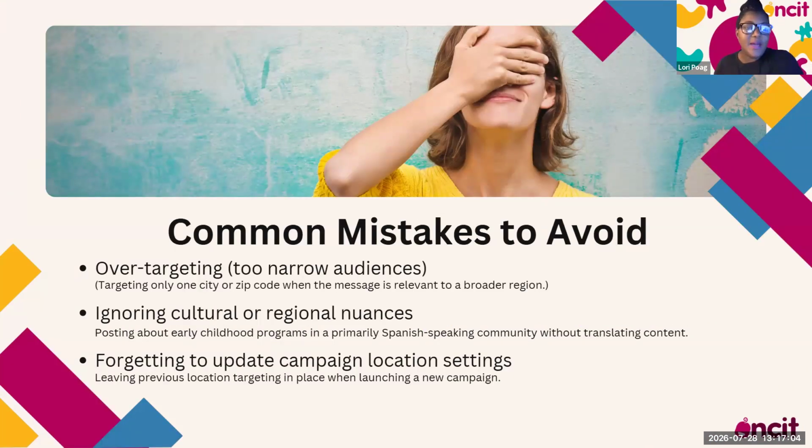All right, so let's talk about some common mistakes to avoid. So when you are thinking about geo-targeting, you don't want to over target. It's okay to cast a net in a certain area, but you just don't want to get too specific and have your audience get too narrow. So an example of this would be if you're targeting only one city or one zip code, if the message is relevant to a broader audience or region.